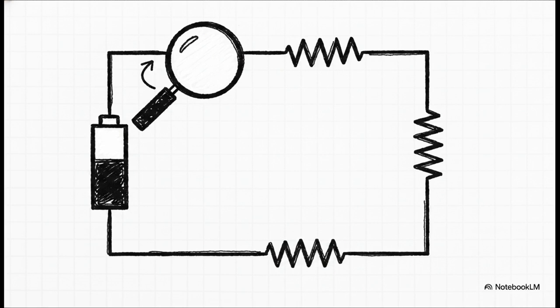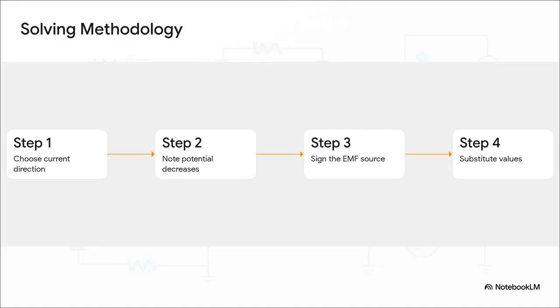Our primary mission as circuit analysts today? We need to determine the exact electric current flowing through this entire setup. Let's move to our methodology and see how this all builds, step by step, to crack the problem. Step 1. We arbitrarily choose our current direction. Let's just go with clockwise.